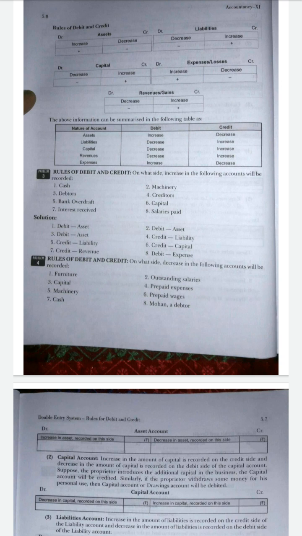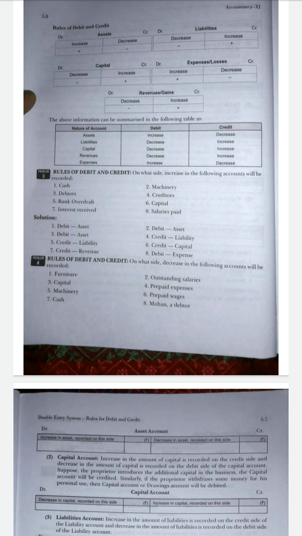See the first one, cash. Cash is the asset because it is a real account. So asset is a debit balance, so it should be debited. Second, machinery is also the asset. That is the real account, so it should be debited. Debtors also the asset, so it should be debited. Creditors. Creditors is a liability. It is a credit balance, so it should be credited.